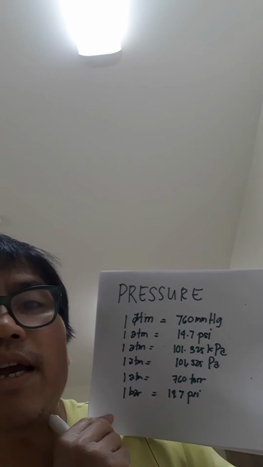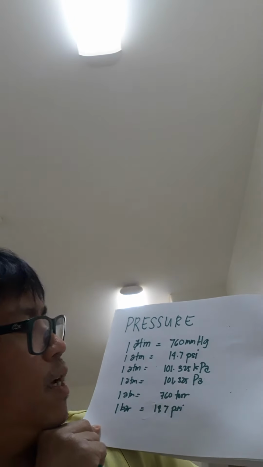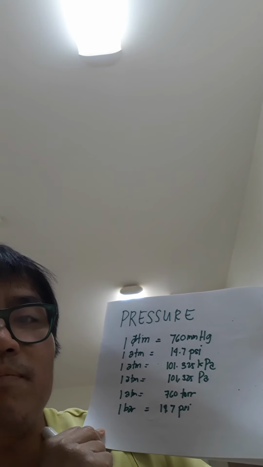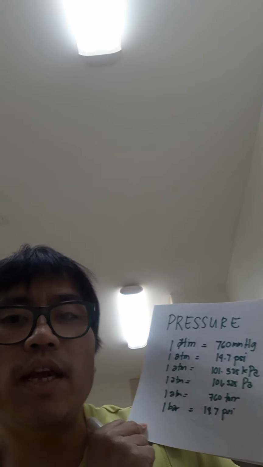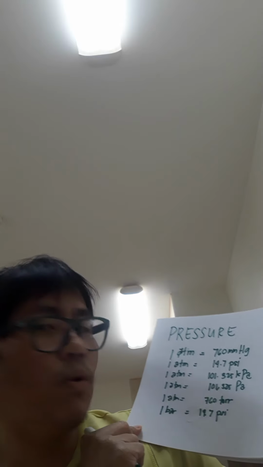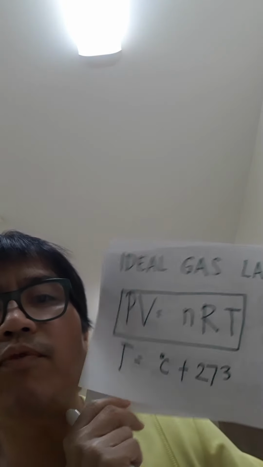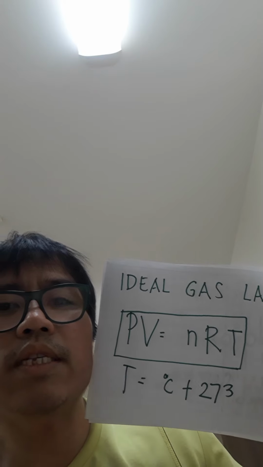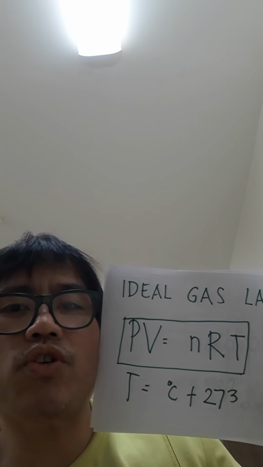Okay, so 1 ATM is equal to 760 millimeters mercury. 1 atmosphere is 14.7 psi. 1 ATM is equal to 101.325 kilopascal, or 101,325 pascal. 1 ATM is equal to 760 torr, and 1 bar is equal to 14.7 psi. So these will be your conversion factors that are helpful to solve in this equation, the general gas equation, or the ideal gas equation.